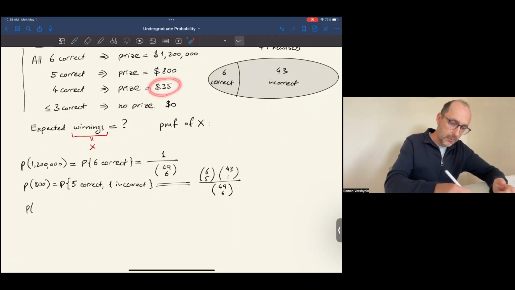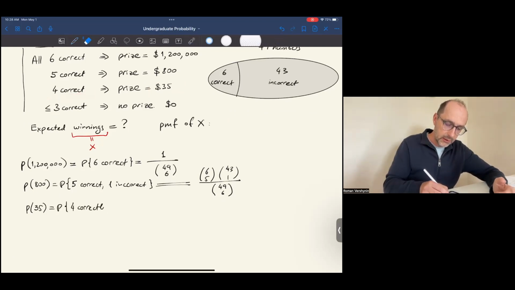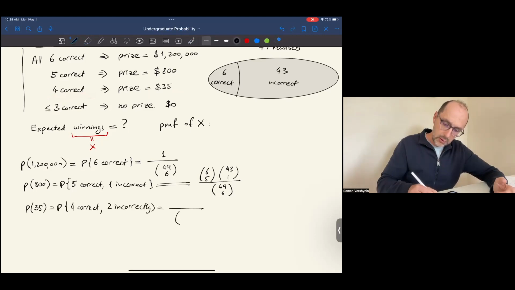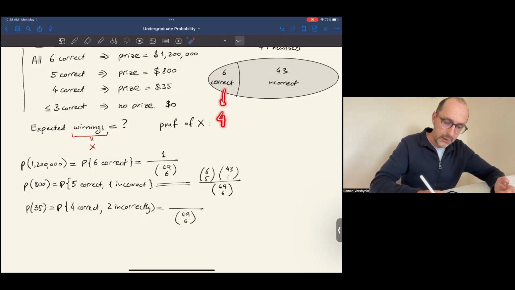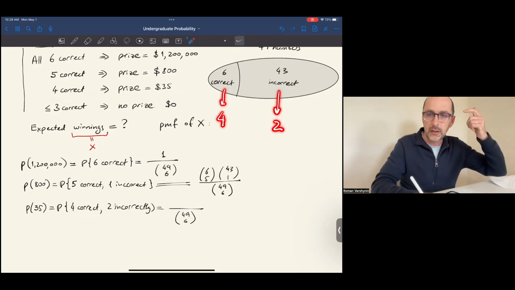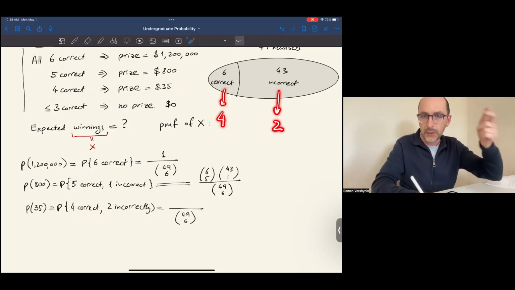Similarly, the probability that X takes value 35 is the probability to choose 4 numbers correctly and 2 incorrectly. On the bottom, there are all the ways to play this lottery. On the top, there are the number of ways to choose 4 numbers from the pool of correct numbers and 2 numbers from the pool of the incorrect numbers. And that's 6 choose 4 times 43 choose 2.